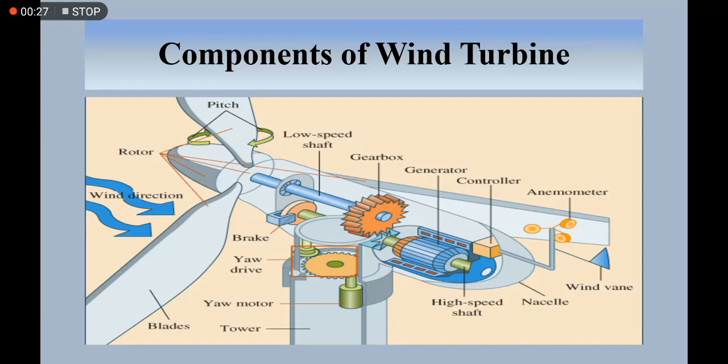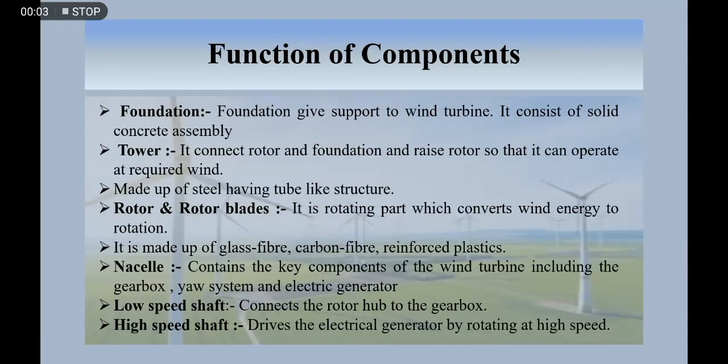So let's discuss them one by one. The first component is the foundation, which provides the basic support to the wind turbine. It consists of solid concrete assemblies. Then the tower connects the rotor and the foundation together and positions the rotors according to the requirement of the wind. The tower is made of steel with a tube-like structure.